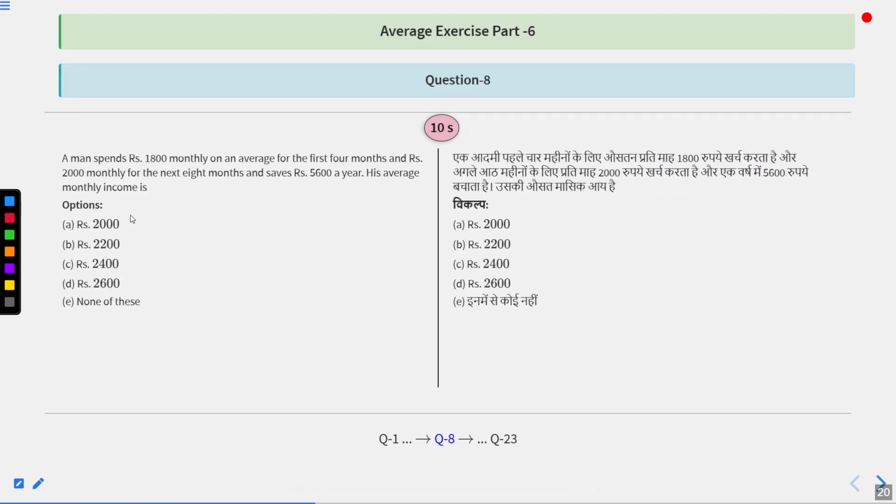Next one. A man spends rupees 1800 monthly on an average for the first 4 months and rupees 2000 monthly in the next 8 months, and saves 5600 rupees in a year. His average monthly income is? You have 5 options and 10 seconds to analyze the question. Your time starts now.